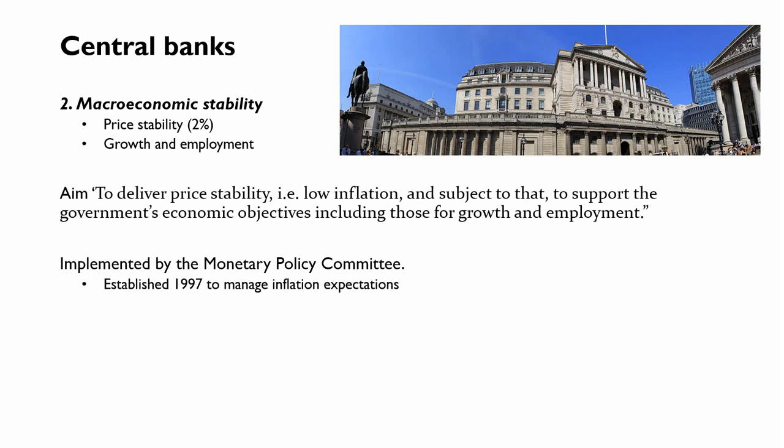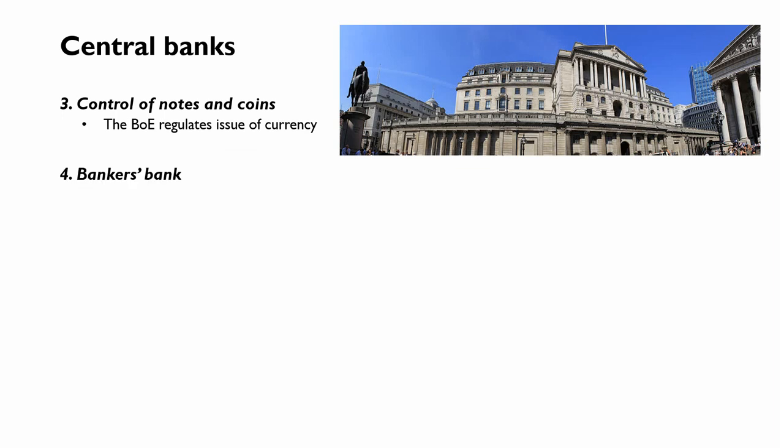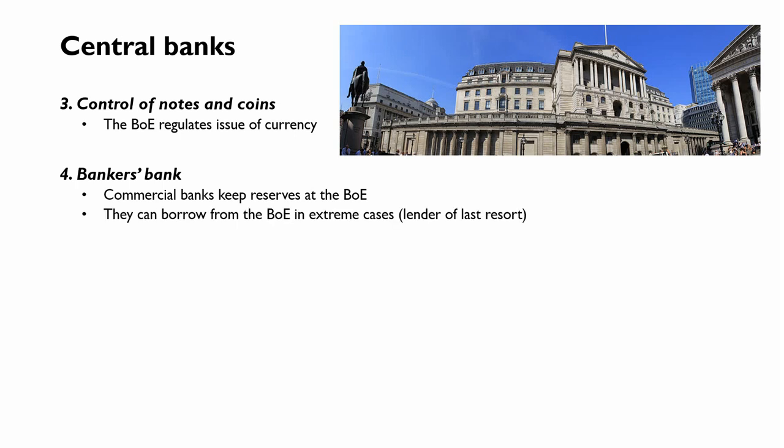Lastly, central banks have a number of different tools to achieve these. We've seen this detail in the Monetary Policy Committee before. There are a couple of minor aims before we move on. Thirdly, the Bank of England regulates the issue of currency printed by the National Mint. And fourthly, it acts as a banker's bank, and this is going to be really crucial going forwards. Commercial banks keep their reserves at the Bank of England. So HSBC, RBS, NatWest, Lloyds, all these high street banks and other banks keep their reserves of cash at the Bank of England. And that's going to be a really crucial feature of monetary policy.